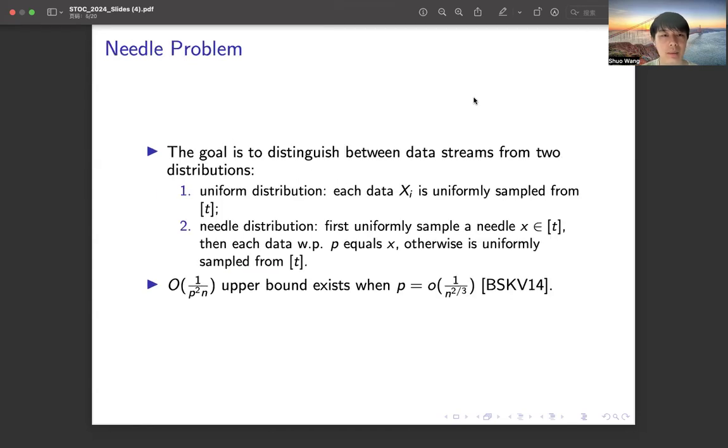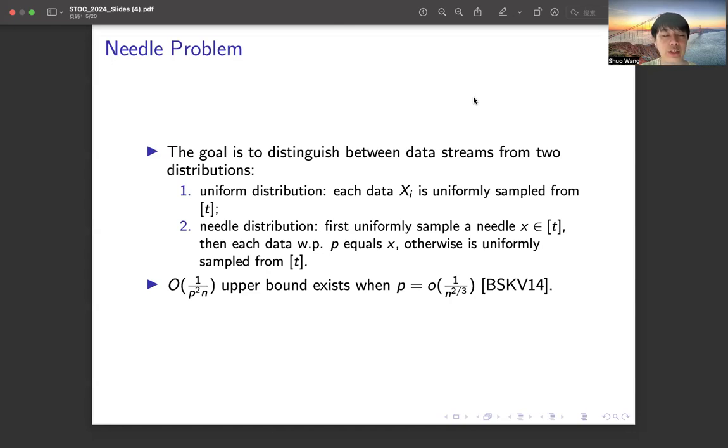The needle problem is the second problem involved in our paper. The goal is to distinguish between data streams from two distributions. The first distribution is called the uniform distribution. In the uniform distribution, each data xi is uniformly sampled from a domain T. In the needle distribution, we first uniformly sample a needle x from T, then each data item independently, with probability p, equals x, and otherwise is independently and uniformly sampled from T.